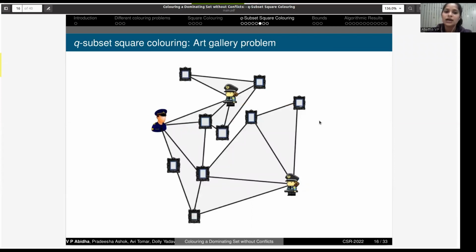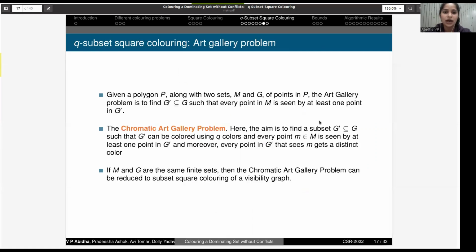And this concept of subset square coloring can also be studied in the context of a classical problem in computational geometry called the art gallery problem. Given a polygon P along with two sets M and G of points in P, the art gallery problem is to find a subset G prime of G such that every point in M is seen by at least one point in G prime.